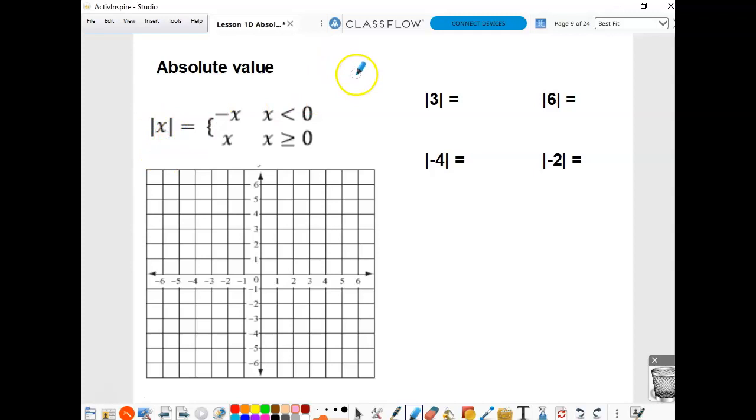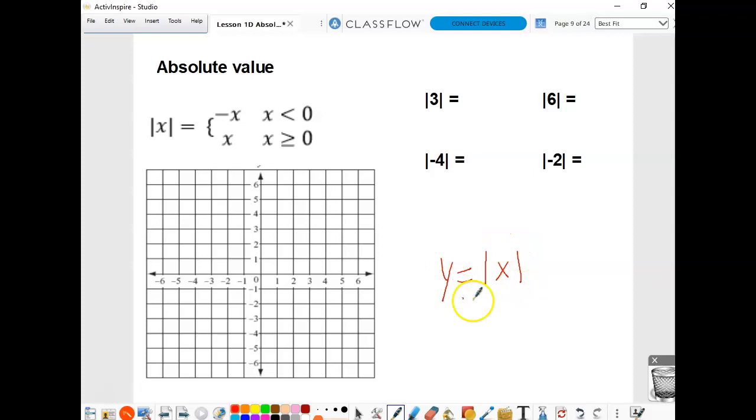value of x. So this is what you're graphing right now. You can go to Desmos and you can graph it. Oops, I lost my mouse here. There we go. So we're graphing y equals the absolute value of x.